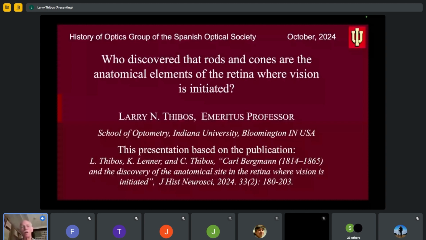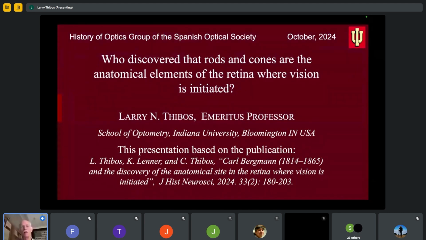Now, everyone knows, of course, in the modern world that rods and cones are the elements of the retina that respond to light, and they initiate the visual process. Retinal diseases that affect rods and cones are common, and their devastating consequences to the vision of people are understood by everyone. So I think it's important for we scientists and clinicians to know who discovered that rods and cones are the eye's photoreceptors, and how did they do it, by what means.